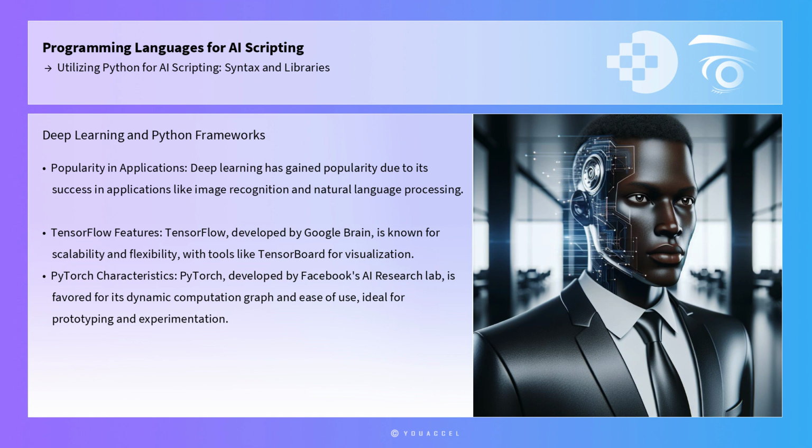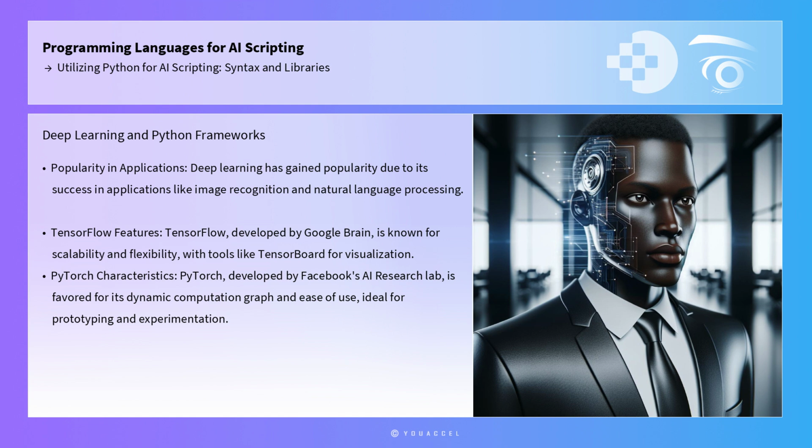Deep learning, a subset of machine learning, has gained popularity due to its success in various applications such as image recognition and natural language processing. Python offers several deep learning frameworks, including TensorFlow and PyTorch, each with unique features and advantages. TensorFlow, developed by Google Brain, is renowned for its scalability and flexibility, allowing developers to build and train state-of-the-art models. Its ecosystem includes tools like TensorBoard for visualization and TensorFlow Lite for deploying models on mobile and embedded devices.